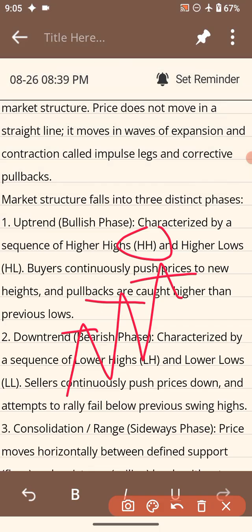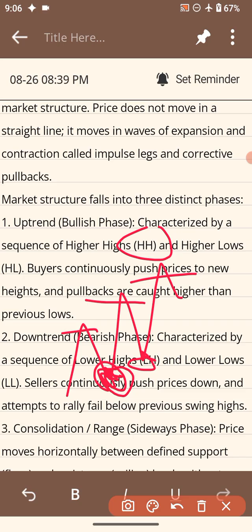Now, buyers continuously push price to new heights and pullbacks are caught higher than the previous low. So where is my pushback? This is my pushback, and we call this a higher low. Why? Because anytime there is a higher low here, there is going to be another higher low here. So when the market pushes up and pushes back down and goes back up again and comes back down, the retracements are called the higher lows.